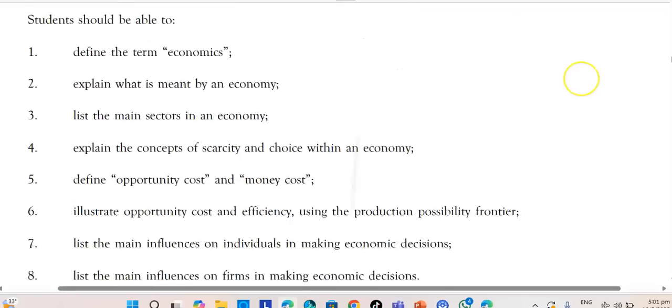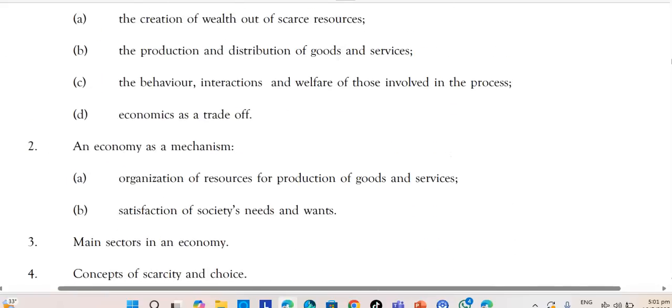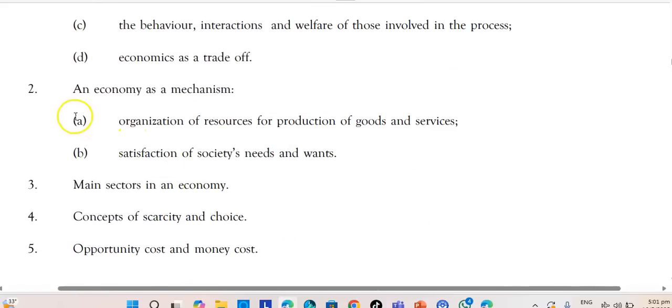Now the syllabus is asking us to explain what is meant by an economy, and we're also going to list the main sectors in an economy. All right, so let's go back down. On the syllabus, it says you're supposed to define economy as a mechanism. In your definition, you should be talking about organization of resources for production of goods and services, and also satisfaction of society's needs and wants.